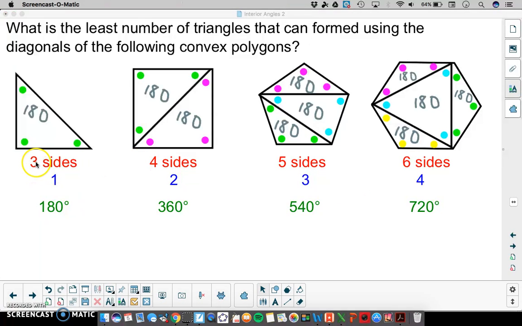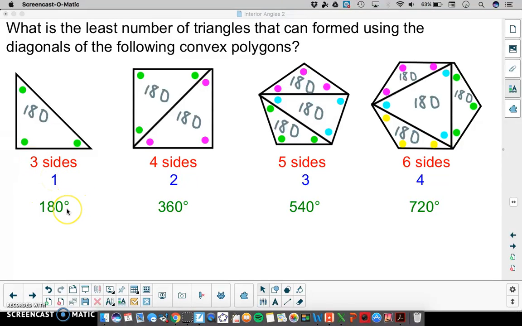Now notice the relationship between the number of sides and the number of triangles in each figure. Notice the relationship between 6 and 4 is minus 2. Between 5 and 3, we're subtracting 2. 4 and 2, and 3 and 1. Each time we're taking the number of sides and subtracting 2. And because each one of those triangles has 180 degrees, we're then taking the number of triangles and multiplying that by 180. So 3 minus 2 is 1.